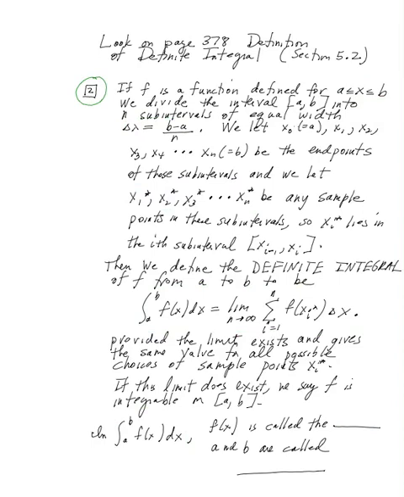for this definition. If f is a function defined on the closed interval x between a and b, we divide the interval ab into n subintervals of equal width. The width of the subinterval, delta x, is b minus a over n. Think about this 4-step process we've been emphasizing in the past 2 lessons.